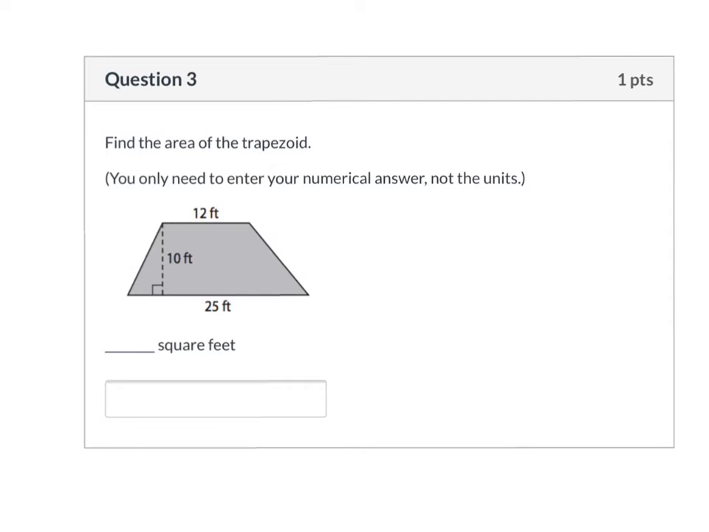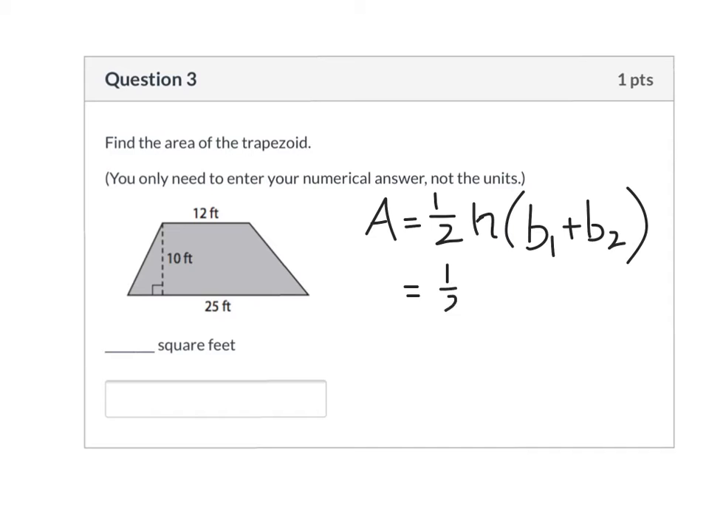Question 3. This is a trapezoid. Area of a trapezoid comes from taking 1/2 times the height times the sum of the bases, B1 plus B2. So in this case, I'm going to do 1/2 times h. Here's my height. So I'm going to substitute in 10, and then I'm going to multiply by the sum of B1 and B2. So here's my B1 and B2. So I'm going to do 12 plus 25.